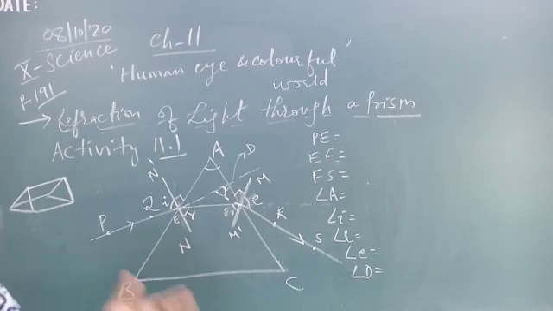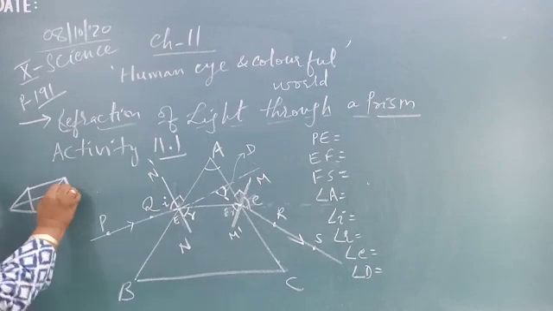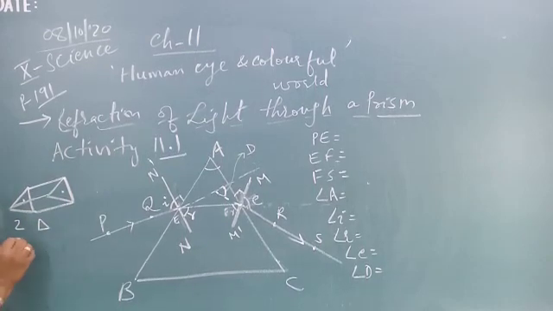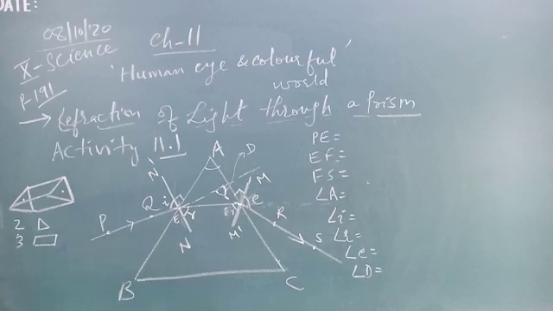Transparent medium means glass or plastic fiber, bounded by 2 plane faces inclined to each other at a certain angle. As shown in the figure, there are 2 triangular faces and 3 rectangular faces. So the construction of the prism is 2 triangular faces and 3 rectangular faces. Whenever school opens, I will show you this prism in the laboratory. Now today we are going to perform activity 11.1.